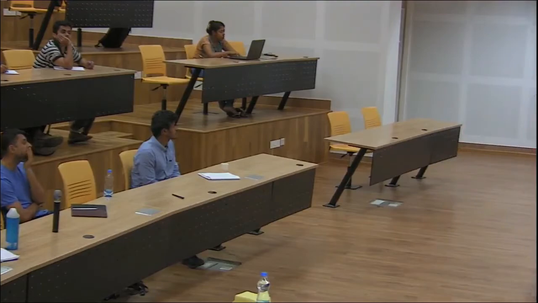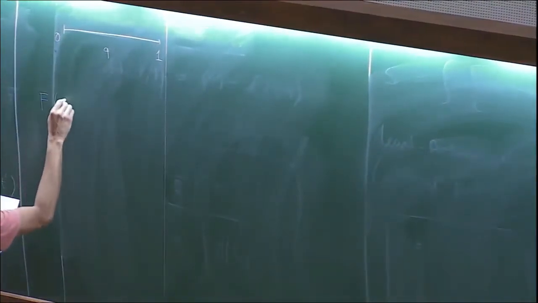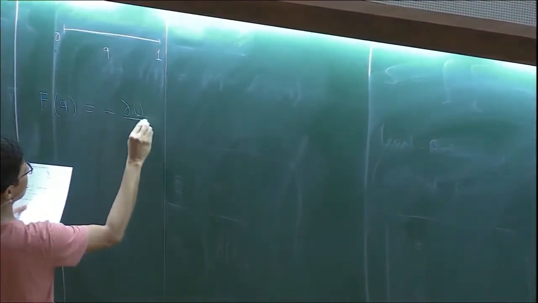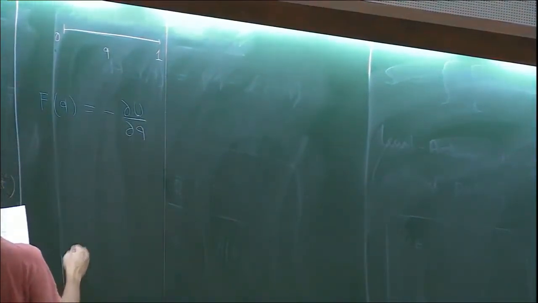Okay, so this is a problem on a ring, so it goes from 0 to 1, and then there is periodicity. Okay? And I'm in a potential, so it's a force which is minus dU/dQ. So I'm drawing a potential, so I should have drawn on top of it.